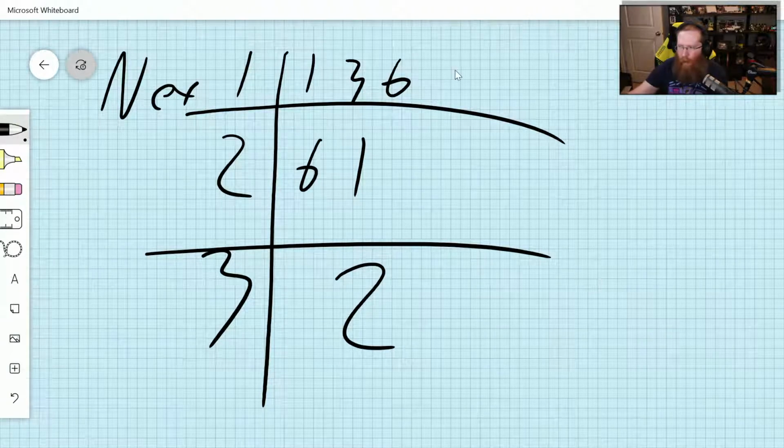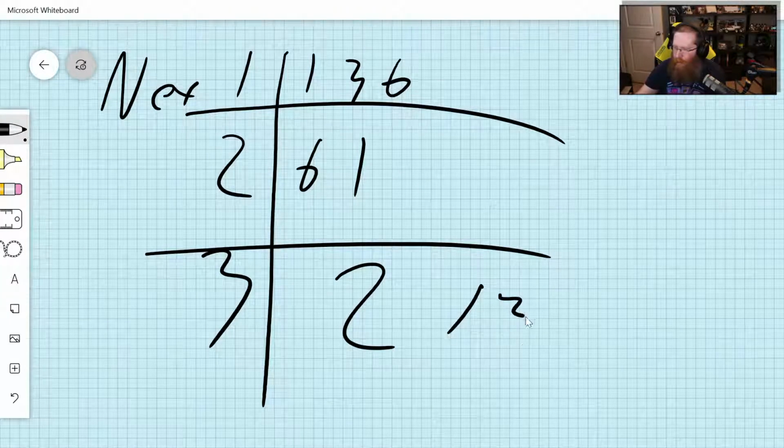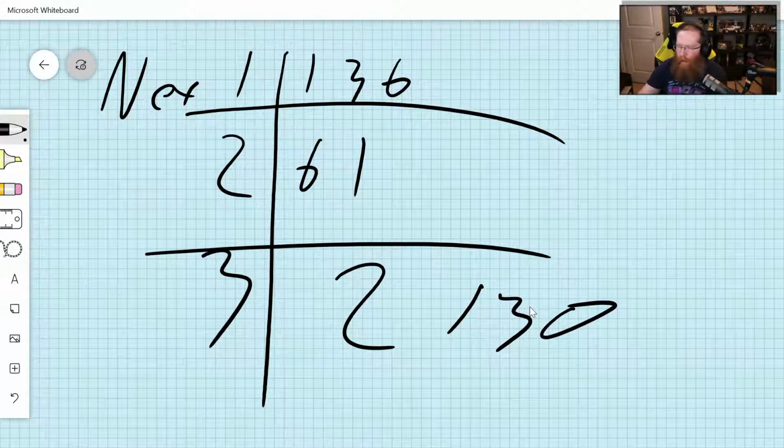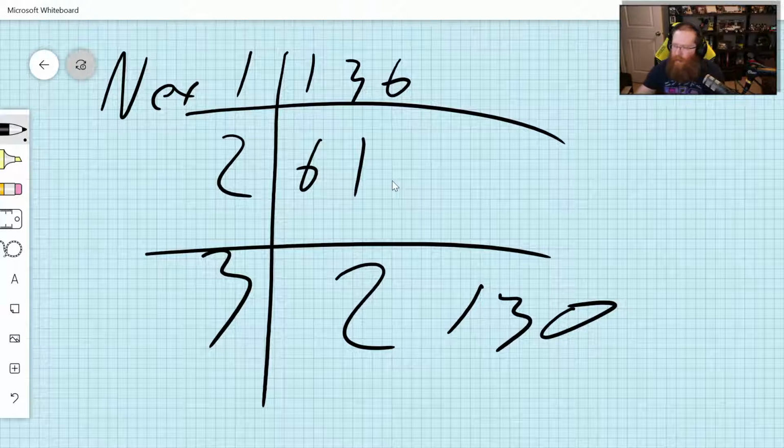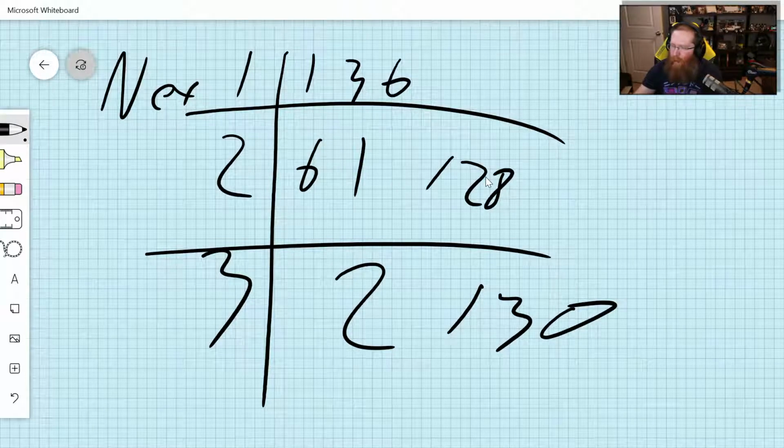So we need to figure out a network for 136, a network for 61, and a network for 2. Well, I already gave us a network for 2. This is a /30. A 61, so realistically a /28 would probably work here.